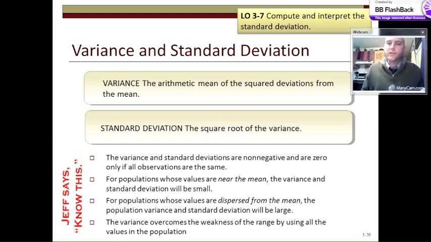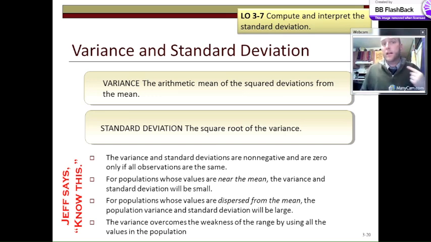For populations whose values are dispersed from the mean, the population variance and standard deviation will be very large. The variance overcomes the weakness of the range by using all the values in the population. Same thing is true for the standard deviation. So whether you say the variance overcomes the weakness of the range or the standard deviation does, remember a limitation of the range is it only takes the minimum and the maximum into account. It's very sensitive to extreme values because it only takes two values into account.